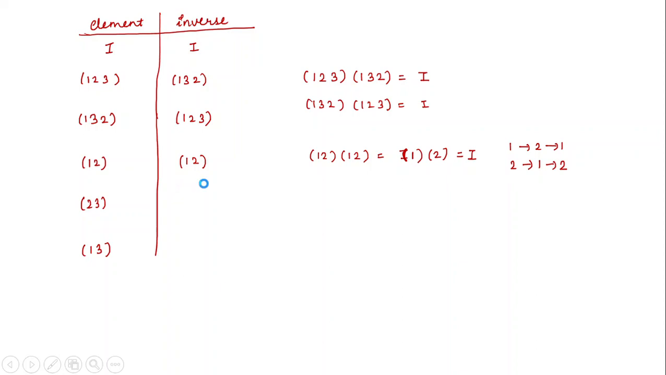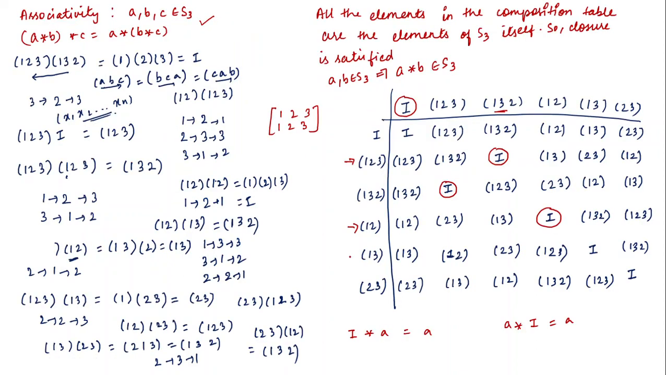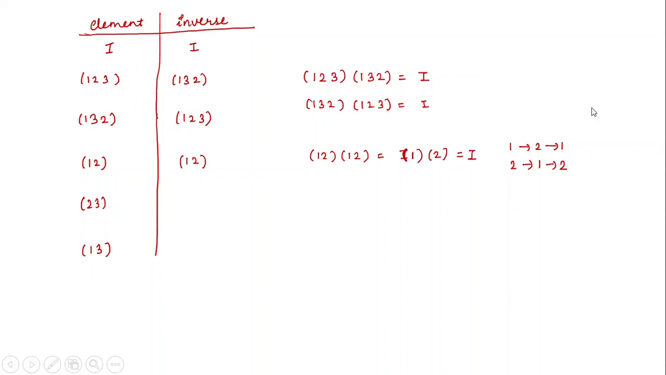Now the inverse of (1 3): similarly, start moving and stop at the place where you get the identity element. You can see (1 3) is at its top. So we are finding the inverse of (1 3), and it is (1 3) itself, and for (2 3) also it will be itself.